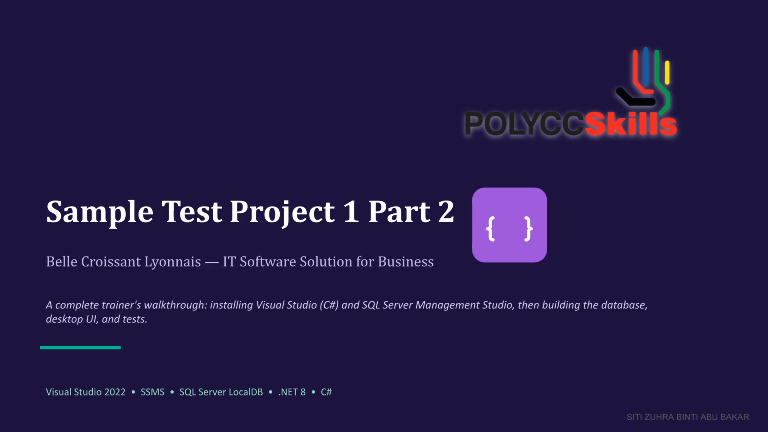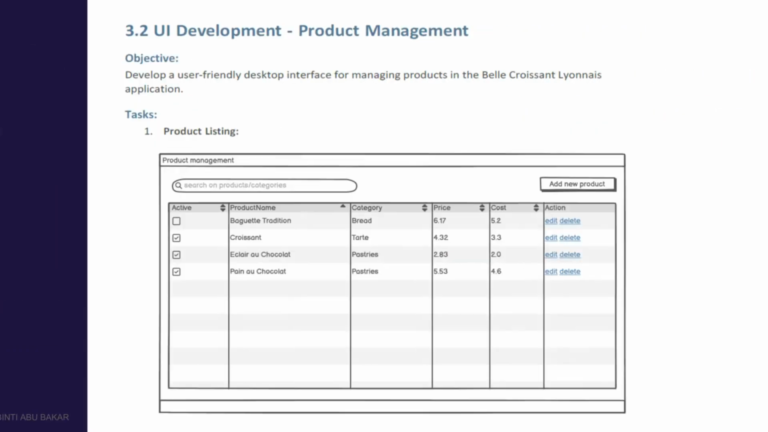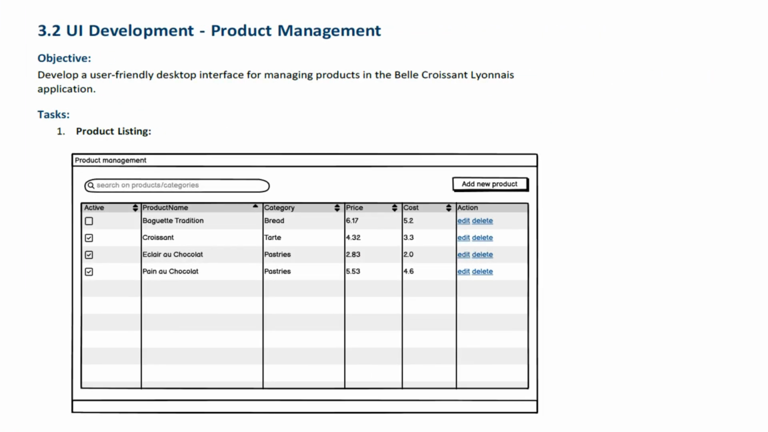We are building a desktop software solution for Belle Croissant Lyonnais. In this session, we will focus on setting up our environment and project structure. Our main objective for this phase is to develop a user-friendly interface to manage products, featuring options to add, list, edit, and delete items from our catalog.